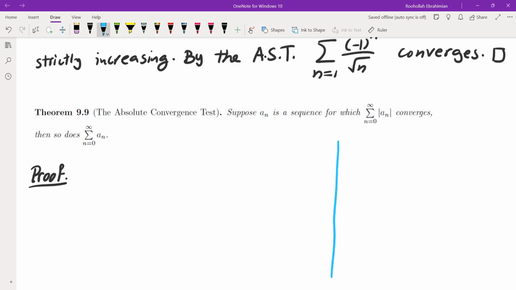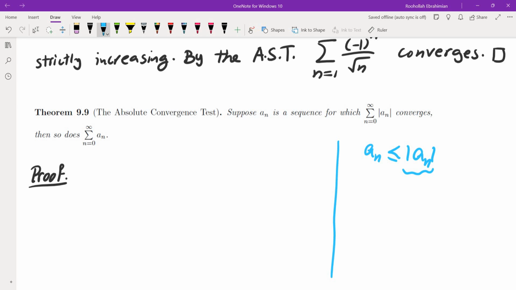One might think that it might be a good idea to use the comparison test. Why? Because the absolute value of a_n is larger than a_n. So the comparison test tells us that if the larger series converges, then the smaller series also converges. However, there's an issue with this argument. The comparison test only applies when the terms are non-negative. Here, the problem is a_n could be negative. And that's exactly what the problem is.